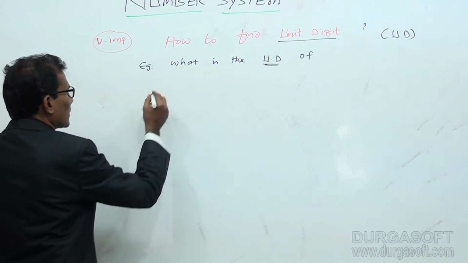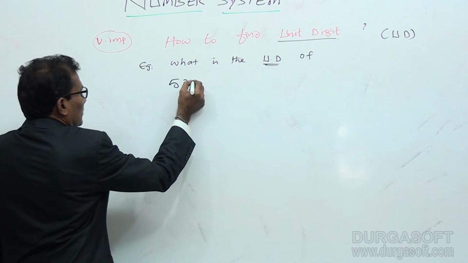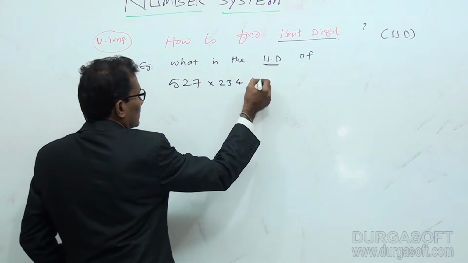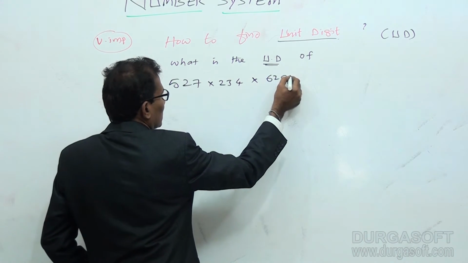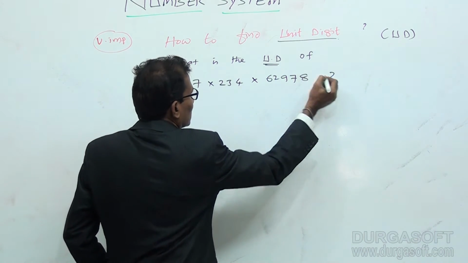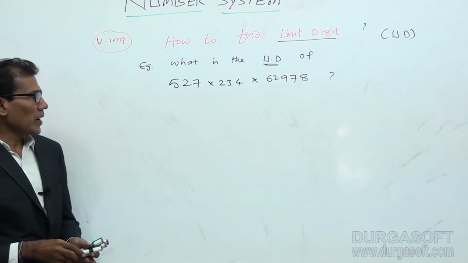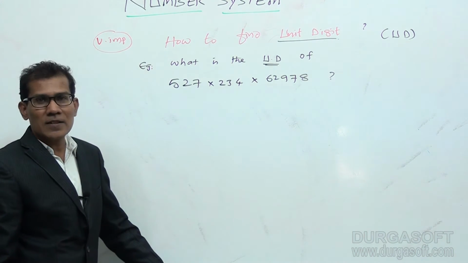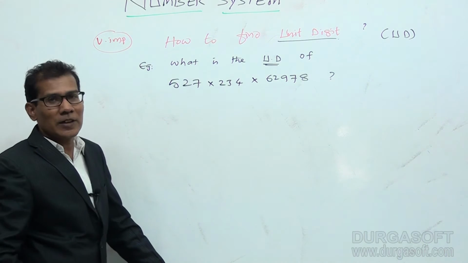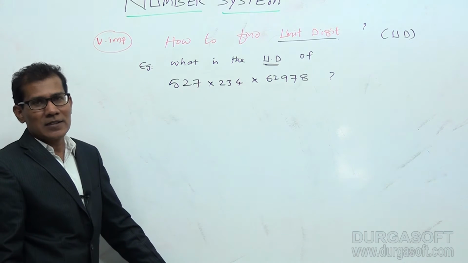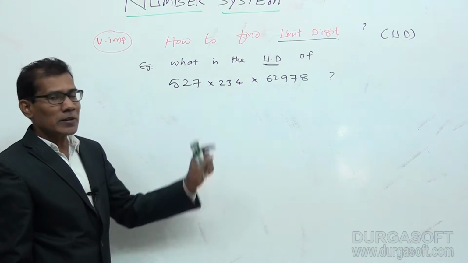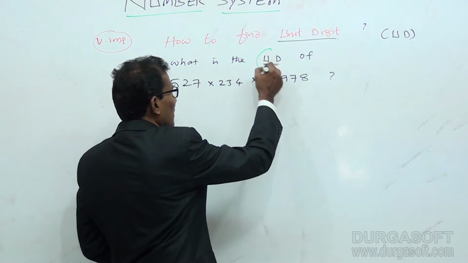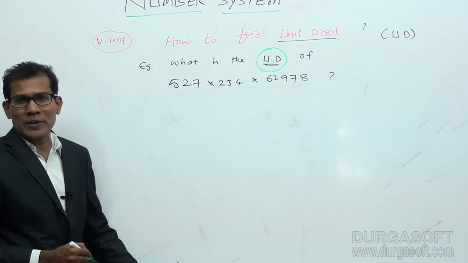Now, what is the unit digit of 527 into 234 into 62,978? To perform this complete multiplication, it takes almost 10 minutes. But we don't require the complete product of the given numbers. We need only the unit digit. That's why focus only on the unit digits, but don't perform the complete multiplication.